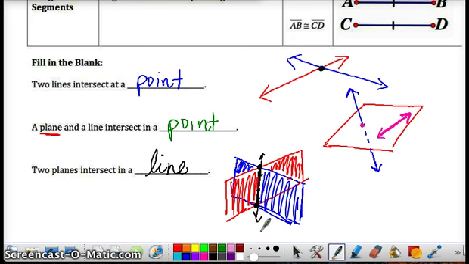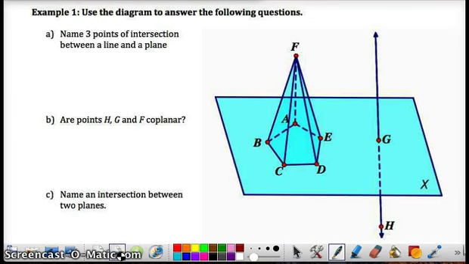If you're having trouble visualizing, just talk to your teacher, go talk to a geometry teacher, ask some questions to get some help. Okay, continuing on with the definitions.